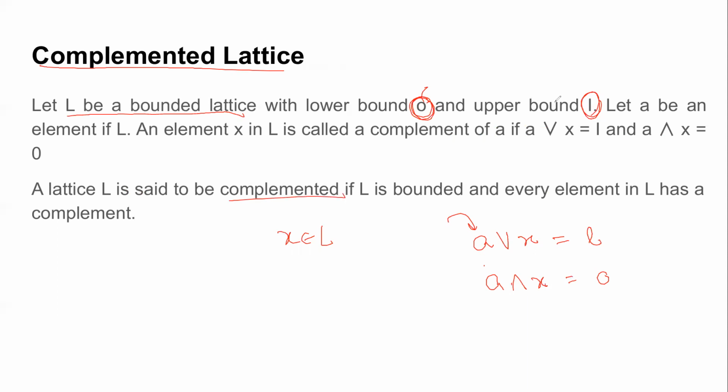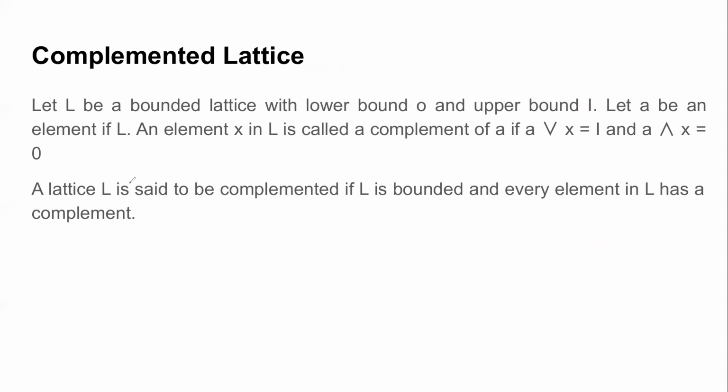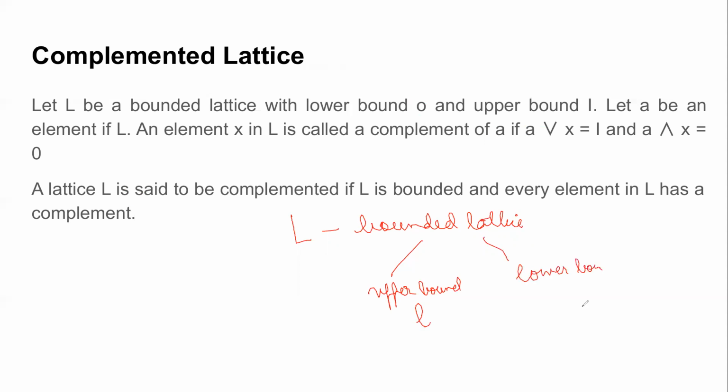Let me just repeat what I said. First of all, what we consider is a bounded lattice. What do I mean by a bounded lattice? A lattice is said to be bounded if it has both an upper bound, which I denote by I, and a lower bound, like we saw in the last slide. So I have an upper bound as well as a lower bound defined.